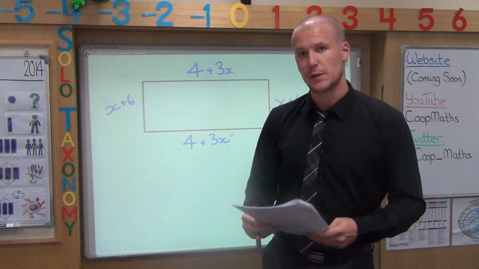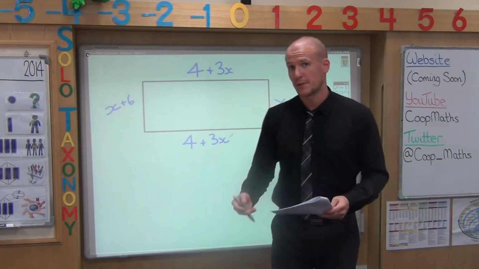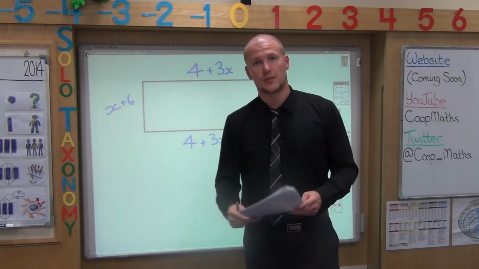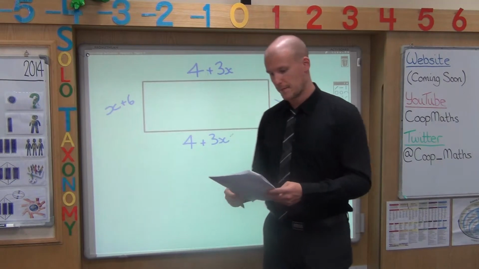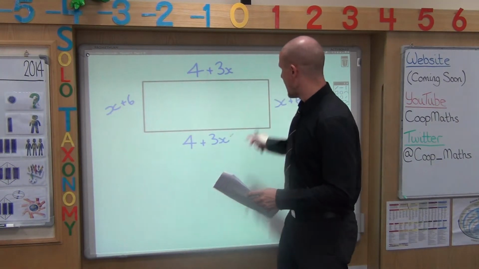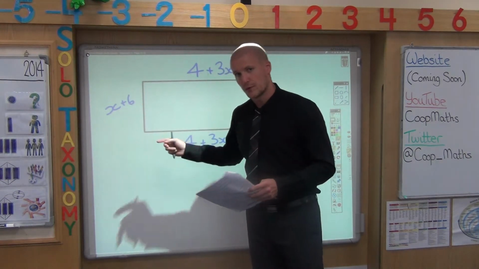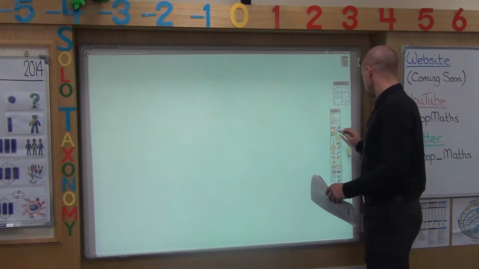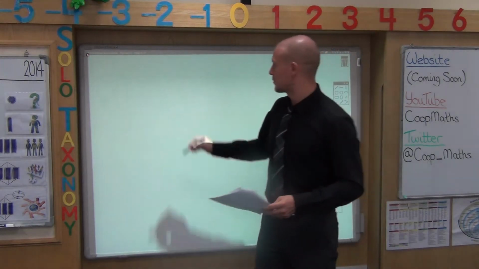However, this one talks about the perimeter of a garden. The perimeter of this being the length of every single one of the outside edges added together. It tells you that the perimeter is 32. So if we add together all 4 of those terms, that equals 32. So let's do that. I add together all of those terms.